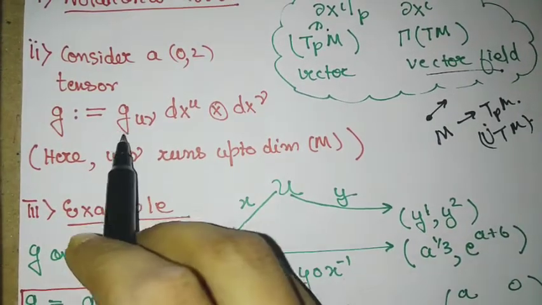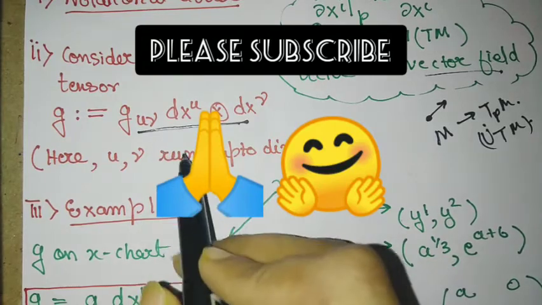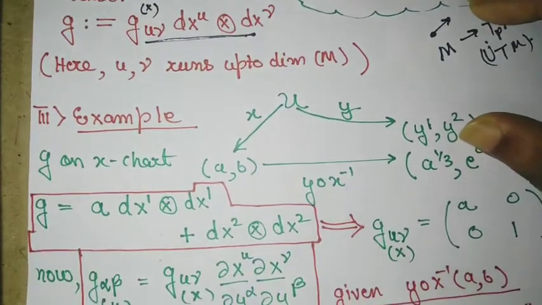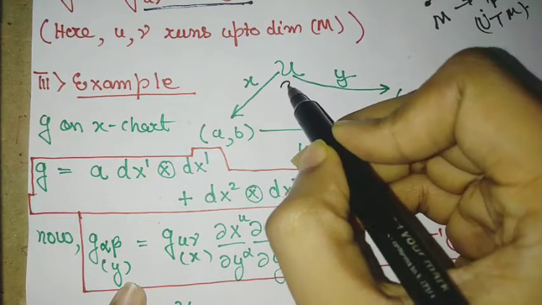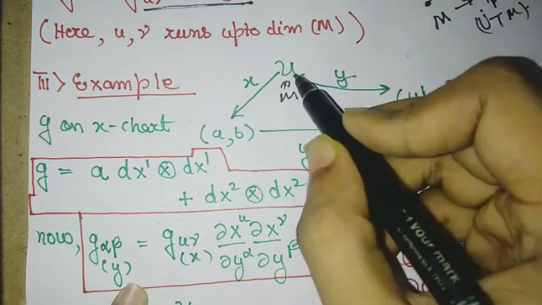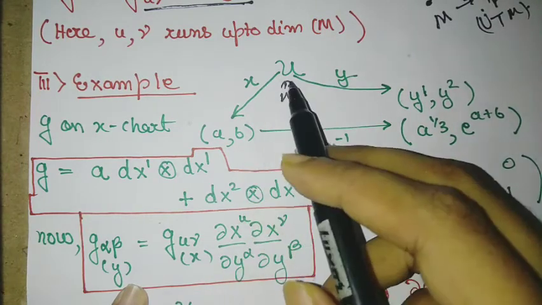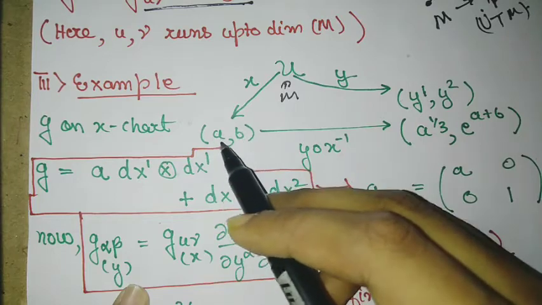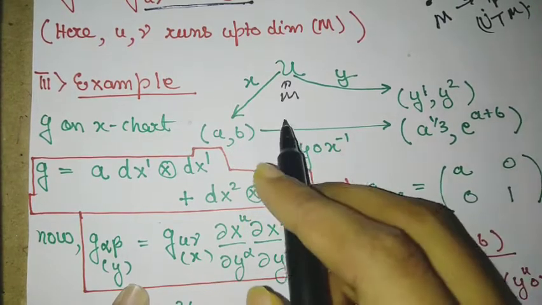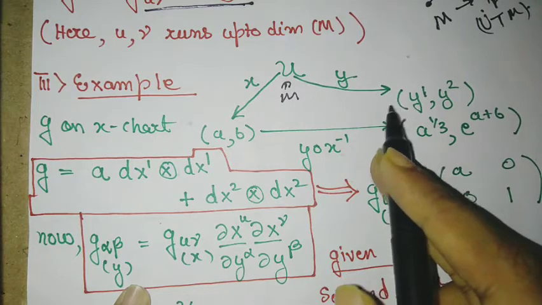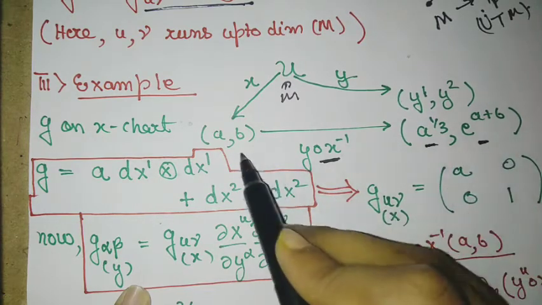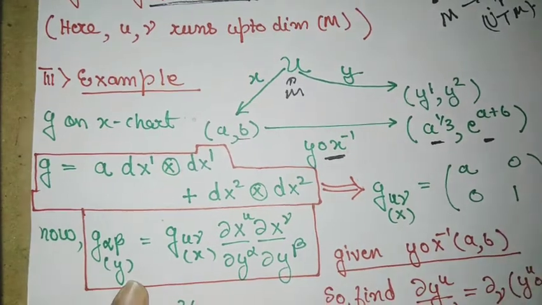So let this be a 0-2 tensor. This is the chart representation, the x chart representation of a 0-2 tensor. Now we will be transforming this. This belongs to the manifold M, which is a two-dimensional manifold, and there are two charts. One is an X chart map, another is a Y chart map. The X chart map is nothing but the identity map, and you get two coordinates a, b. Given a point p, it will take you to this point. The Y map and X map are related by this transition function that I have shown here. You can see the arrows.